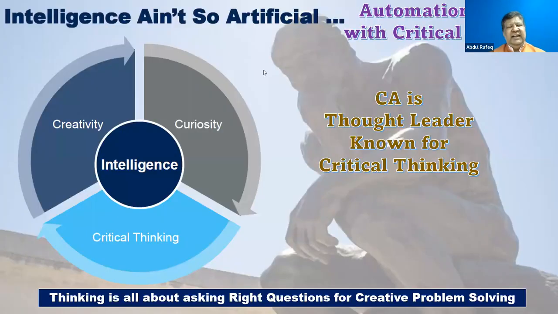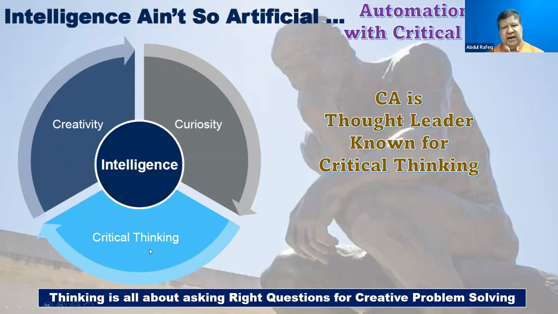Now, they say intelligence is not so artificial. We have heard a lot about artificial intelligence, and you would have seen that artificial intelligence is the flavor of the day. You talk about AI, artificial intelligence. Artificial intelligence is where the computer learns and applies the intelligence. But there are so many areas where the computer cannot learn and cannot perform like human beings. And this is especially true in the case of critical thinking.